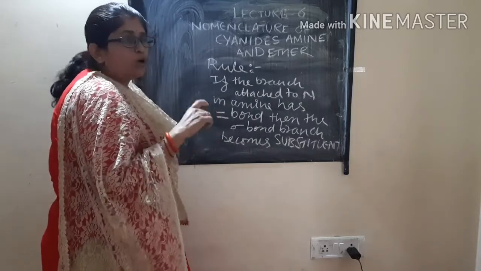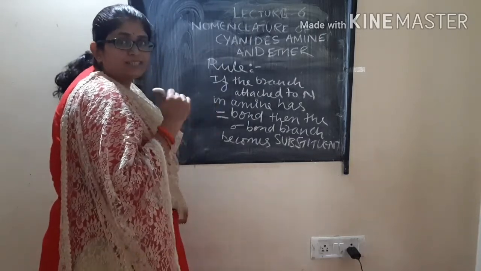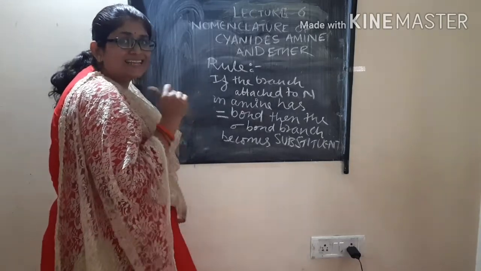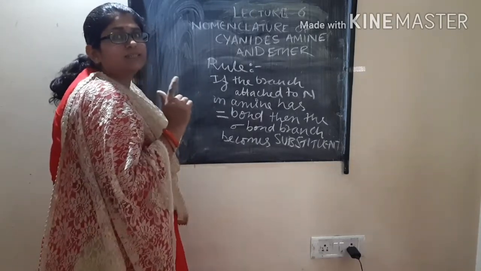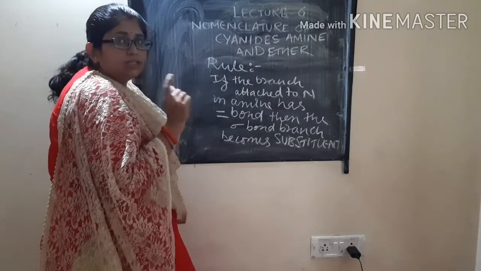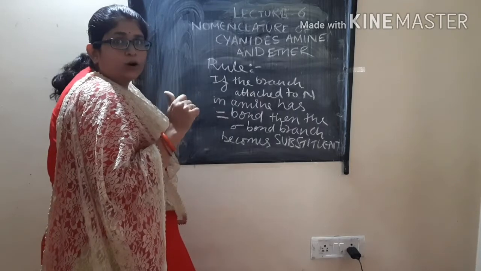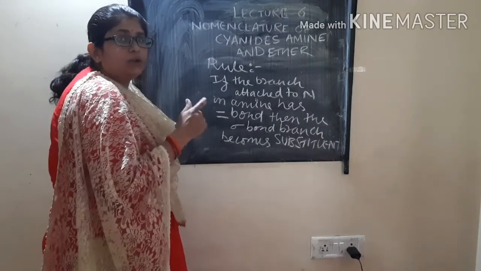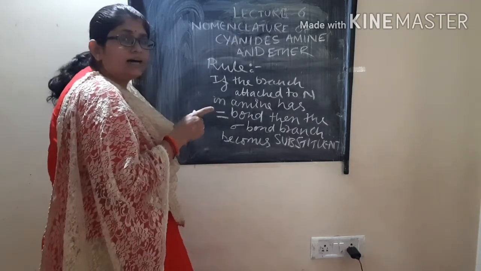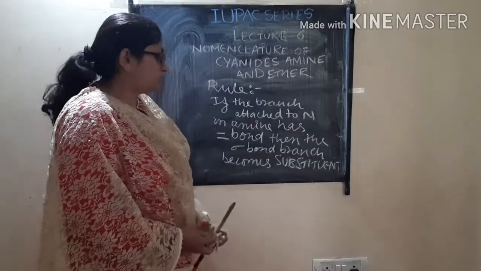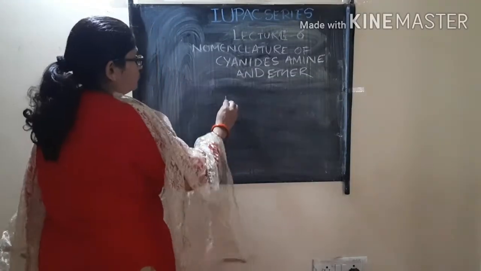Suppose there are branches on both sides, and one of the branches has a double bond. That one will be considered the main chain, and the other chain that has no double bond, only sigma bonds, will be considered the substituent. Now let us take some examples so that this point is clear to you.